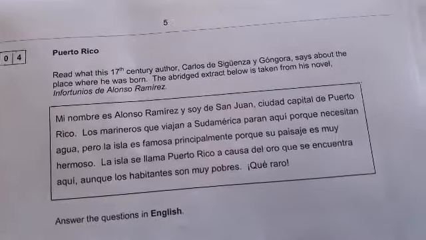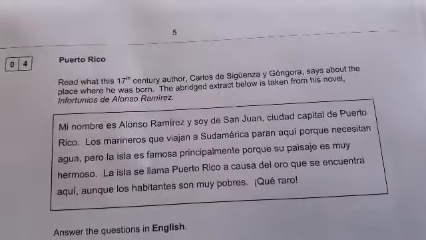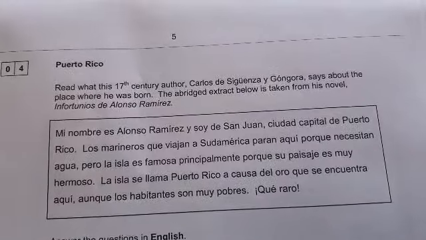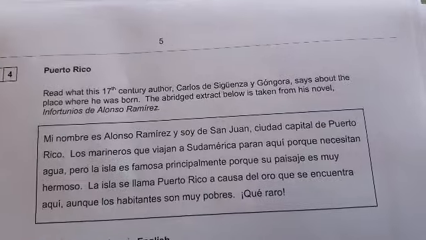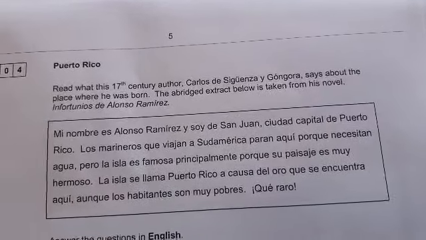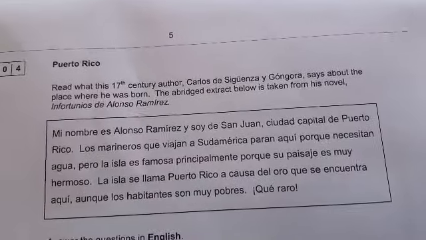The text about Puerto Rico. Read what the 17th century author Carlos de Sigüenza y Góngora says about the place where he was born. The abridged extract below is taken from his novel Infortunios de Alonso Ramírez.